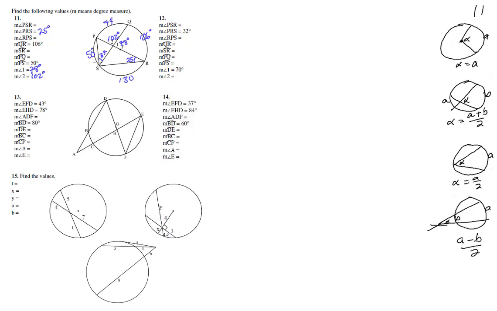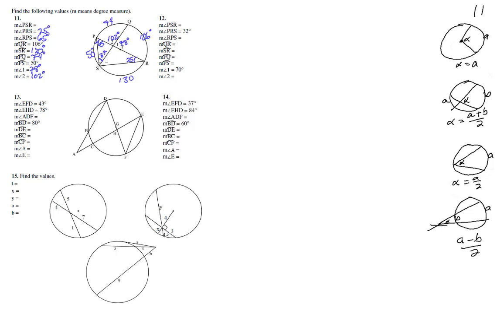So that's PSQ. Do we have to find that one ever? Nope, I don't think so. Let's write down what we have. Measure of arc SR is 130 degrees. Arc PQ, yep, 74 degrees. Good. RPS. Oh, so we got to get this angle up here. This is half of 130. So that's 65. RPS is 65 degrees.